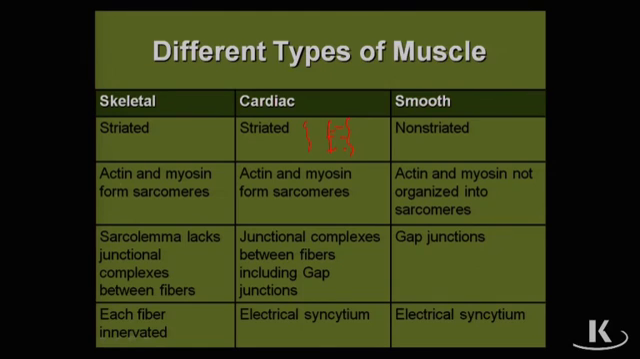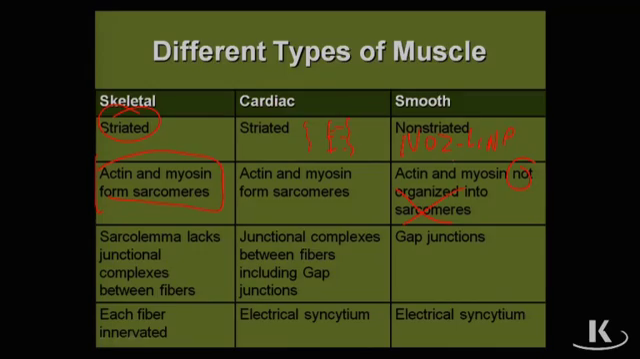So striated, you see, this is the same thing. Striation is sarcomeres. Non-striated means no Z-lines, and no Z-lines means no sarcomeres. So saying striated is the same thing as saying Z-lines, which means sarcomeres. Smooth muscle: non-striated, no Z-lines, no sarcomeres.